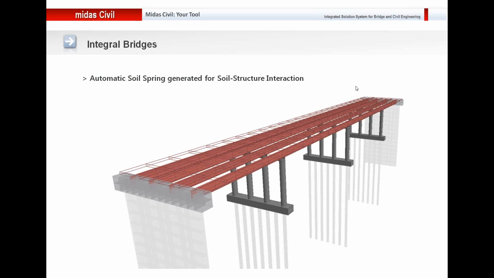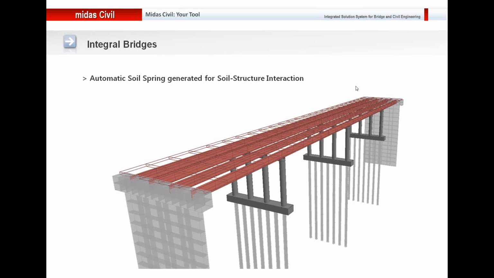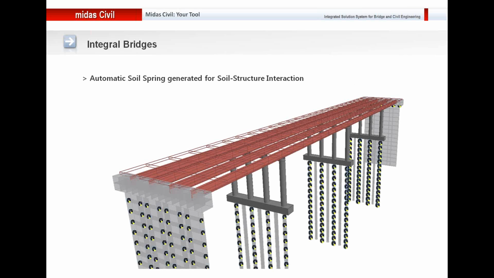If you are working on integral bridges, Midas Civil can help you with that too. You can model the soil spring support automatically. All you have to do is punch in the soil data, what is the type of soil that you have, what are the parameters of the soil, and Midas Civil will automatically generate the soil supports for you so that you can perform analysis on integral bridges. So you can perform soil structure interaction on integral bridges.